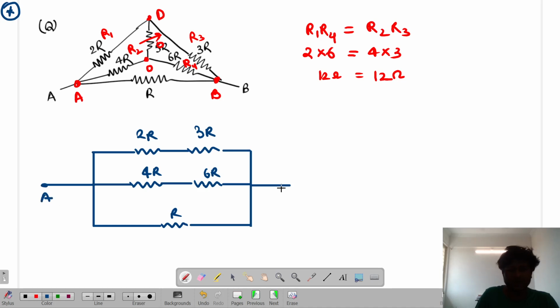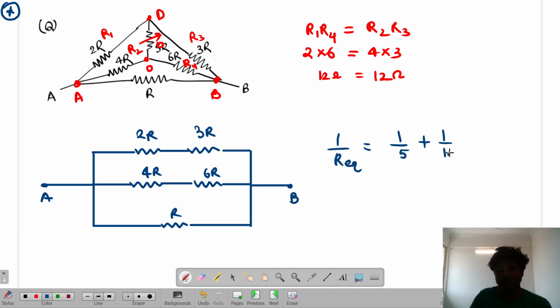And this point is A, this point is B. So net 3 plus 2 is how much? 5. So R equivalent, I'll write it. 1 by R equivalent is what? 1 by 5 plus 6 is 10. 1 by 10R plus 1 by R. So can you solve it or not? So this gives me R equivalent, so basically 10R by 13.